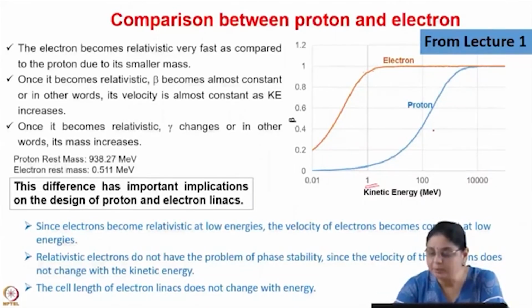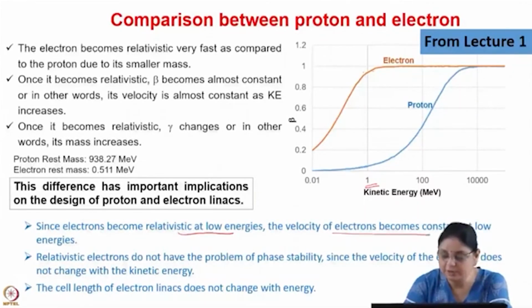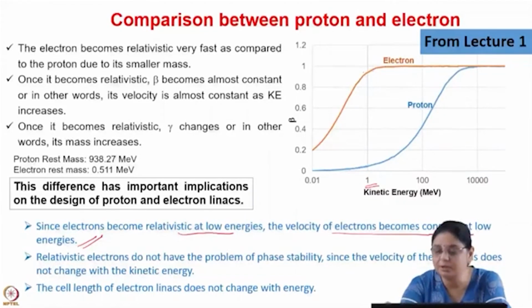Whereas for the proton, since its mass is much more than that of the electron, this happens at a much higher value of energy. Since electrons become relativistic at low energies, the velocity of electrons becomes constant at these low energies. Energy is increasing for the electron, but velocity is not increasing, because velocity has almost become equal to the velocity of light.